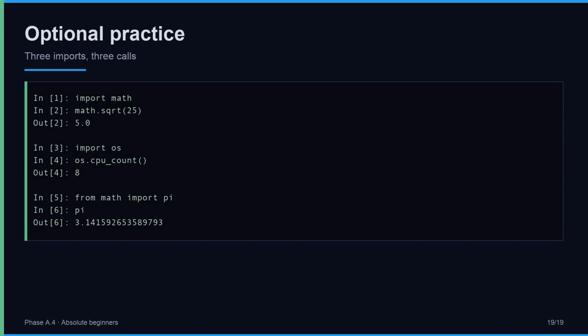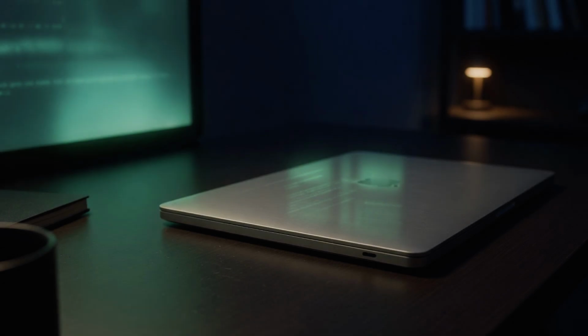If you want a quick practice, try three imports. Import math, call math.sqrt of 25, you get 5. Import os, call os.cpu_count, you see how many processors your machine has. From math import pi, then type pi alone, you get the number pi. Three modules, three different uses. When that feels comfortable, import is yours. Three imports, three wins.